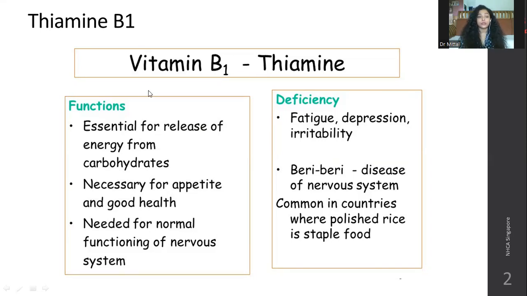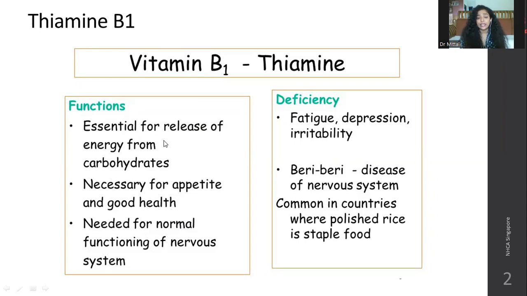So functions: it is essential for the release of energy from carbohydrates. That is the metabolism of carbohydrates. For the metabolism of carbohydrates, thiamine is important. It is necessary for the appetite and good health of humans in general, and it is needed for the normal functioning of the nervous system, the central nervous system. Just note the first function here: it is essential for the release of energy from carbohydrates.